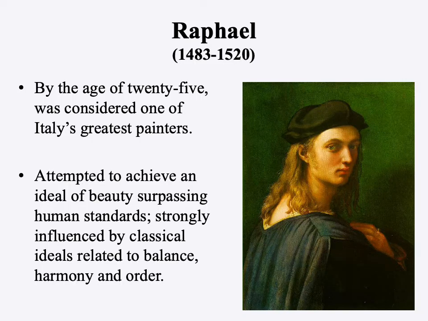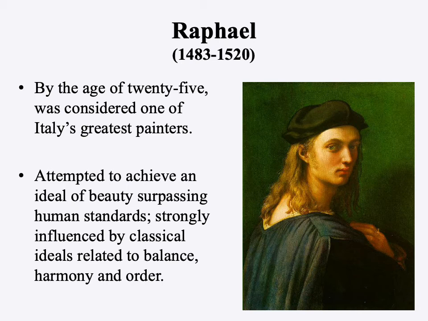Finally, we have Raphael, who lived from 1483 to 1520. So he actually died fairly young, but fortunately by a pretty early point was an accomplished painter. By the age of 25, he was considered one of Italy's greatest painters. And this is where we see this kind of movement towards the idealization of nature and the human form reaching its peak, right? So with him, this ideal of beauty surpassing human standards really becomes quite pronounced.